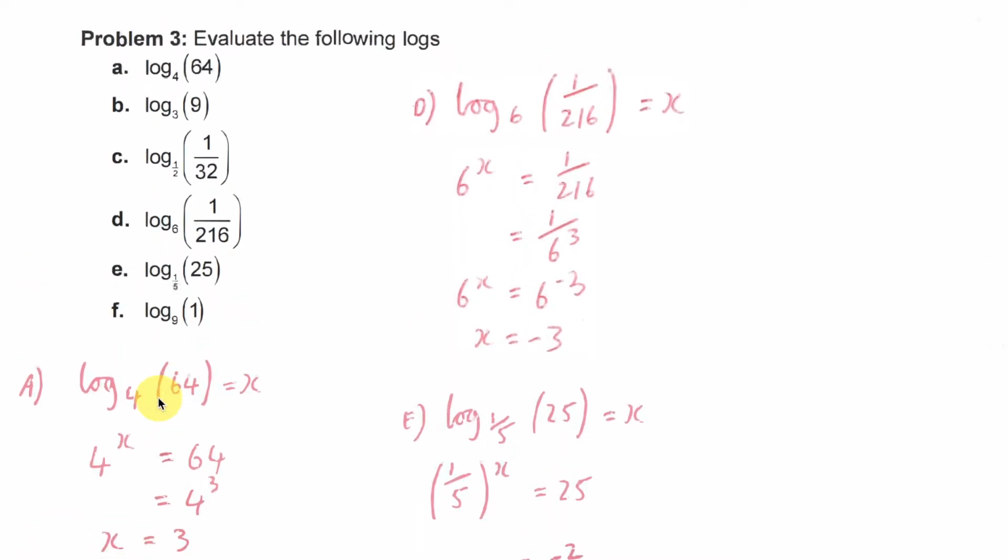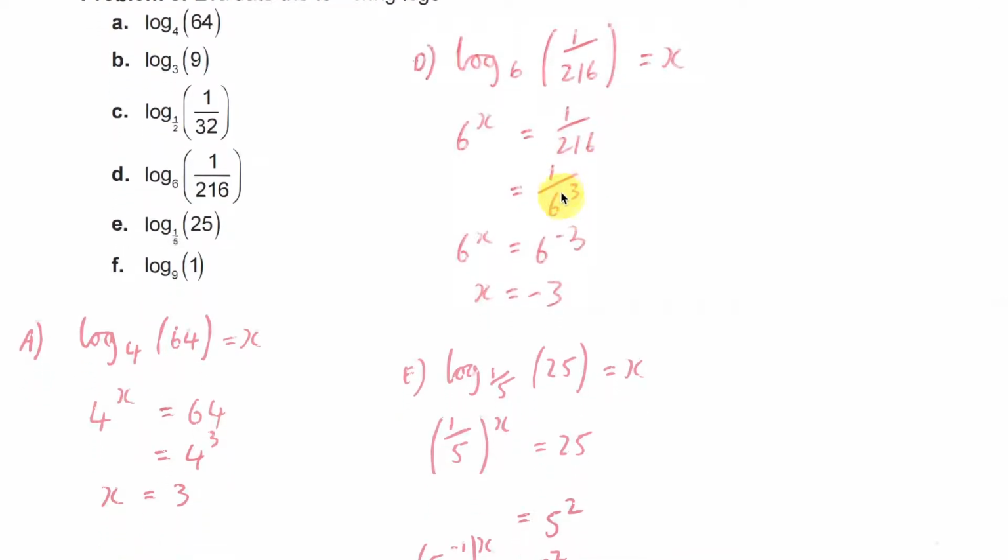Looking at D now, log base 6 of 1 over 216, and I just make that equal to x. So my base is 6 to the power of x equals 1 on 216. I rewrite 216 so it's 6 to the power of 3, so 1 on 216 is the same thing as 1 over 6 to the power of 3. Now I want the bases to be 6. That's not a base of 6 overall. So what I'm going to do is take that 6 to the top of the fraction and change the power. So that's now 6 to the power of -3. So if 6 to the power of x equals 6 to the power of -3, and again equate the powers, so I have x equaling -3.